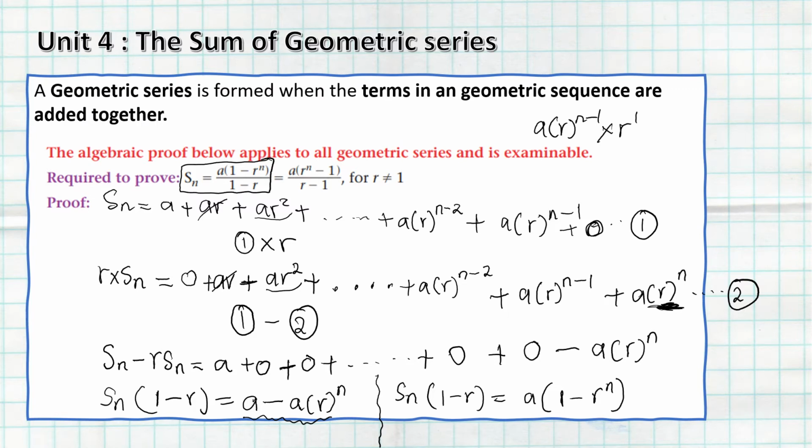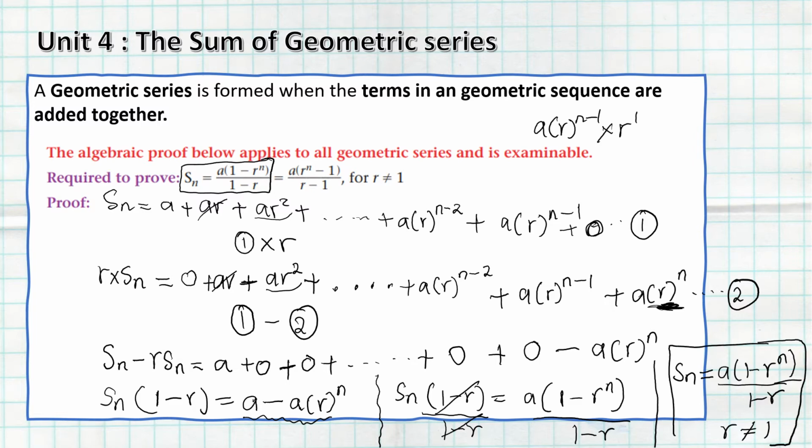So to solve for Sn, you can see we'll divide both sides by 1 minus R. This cancels this. And our Sn final answer is going to be A into 1 minus R exponent n over 1 minus R, where R must not be equal to 1. So this is how we prove this formula, or derive this formula for the sum of a geometric series.